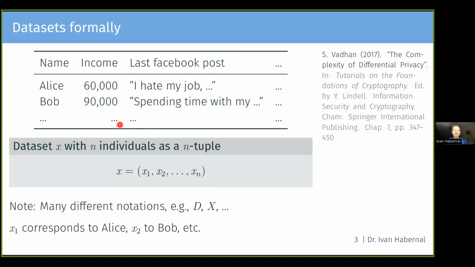So formally, we have this data set here, which is a table. We call it a small x. We have n individuals, and we can basically say it's an n-tuple. But we also use many different notations, so we can see a data set as a capital D or a capital X and so on. But here in this notation, x1 corresponds to Elise, the first entry, x2 is Bob, and so on. So this shouldn't be any surprise.